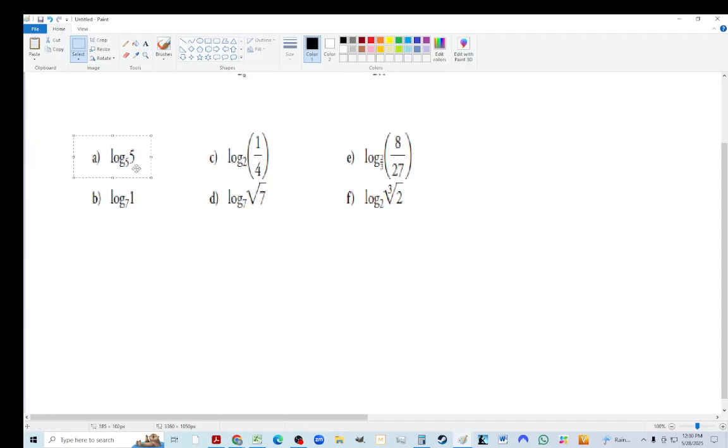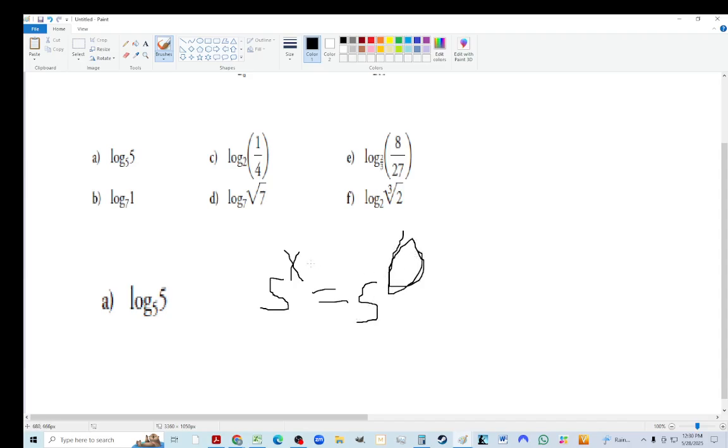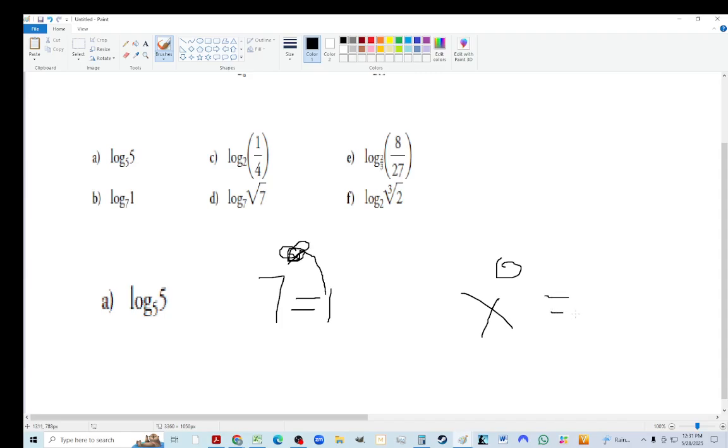They're asking you to evaluate. So what this is asking is the base is 5. They're asking me, what do I put as a power over 5 to equal 5? Well, it's clear the power must be 1. So the answer is 1. B, what do I put to the power of 7 to equal 1? Well, you have to know your exponent rules for that. Anything to the power of 0, everything to the power of 0 is 1. X to the power of 0 is 1. Even when you don't know x.